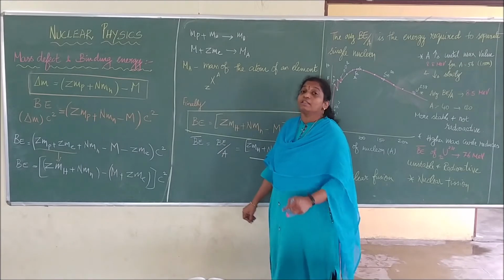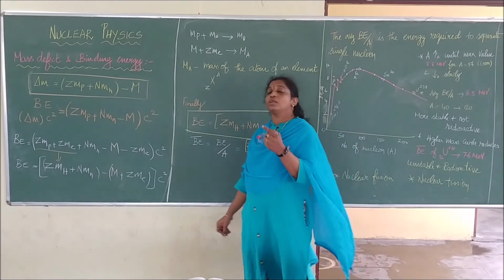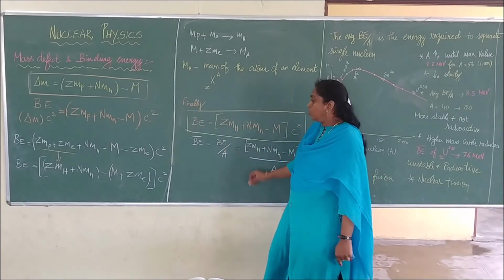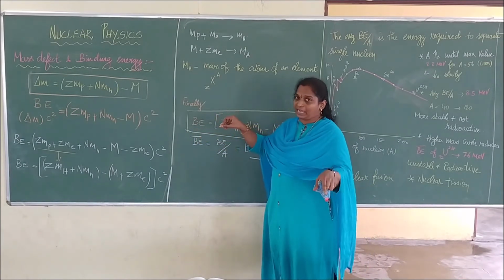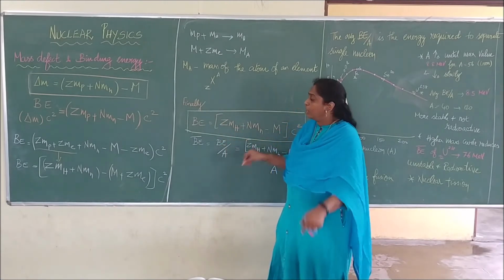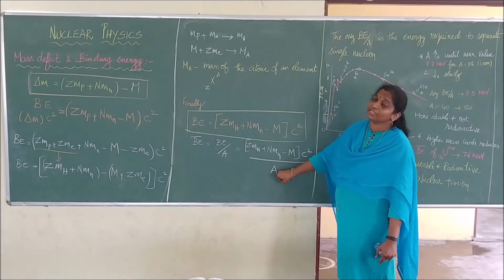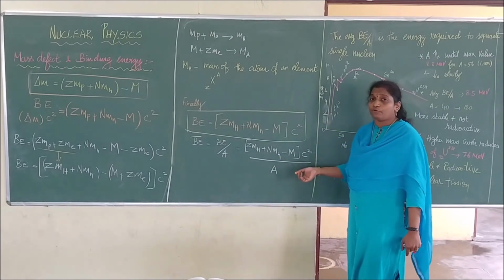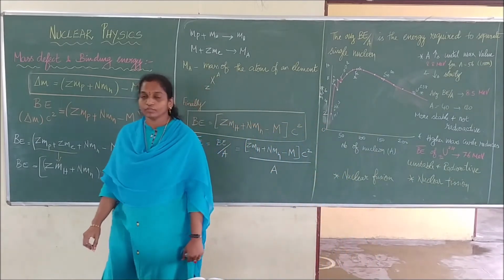Per nucleon means what? The energy needed to bind or separate one proton and one neutron. We call that what? Binding energy per nucleon. So we can represent it as ΔE bar. So ΔE bar represents what? It's the average binding energy. So ΔE bar here represents binding energy per nucleon. Therefore, the entire equation will be divided by what? By the mass number. What is the mass number? Number of protons plus number of neutrons, right? So that will give rise to binding energy per nucleon. Is it clear to you?